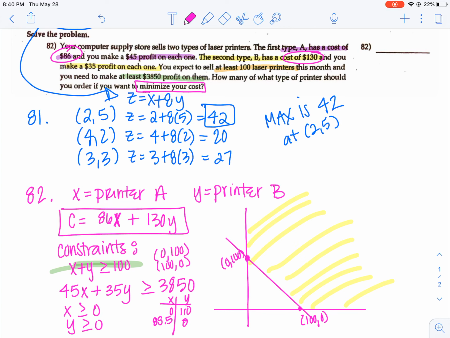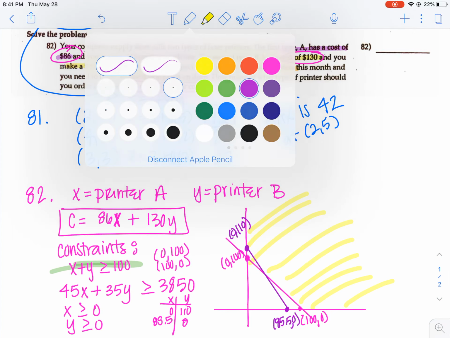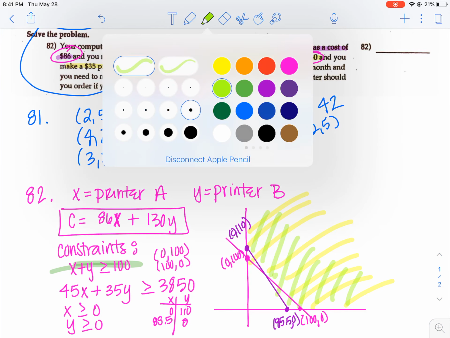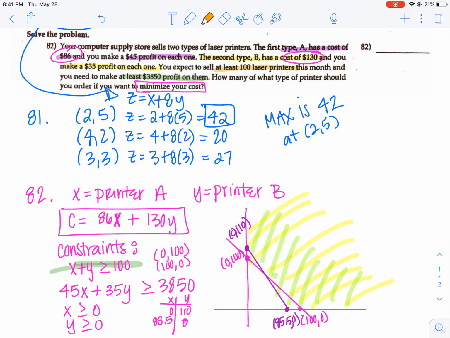So let's put those 2 points on. I have (0, 110). I'll do a different color. Here's (0, 110), and then we have (85.5, 0), roughly. Let's connect those two. Now we need to be greater than that as well, and greater would be above. So what we're looking for as our feasible region is the overlap. Where's the overlap? These were both greater than, so your overlap is here.